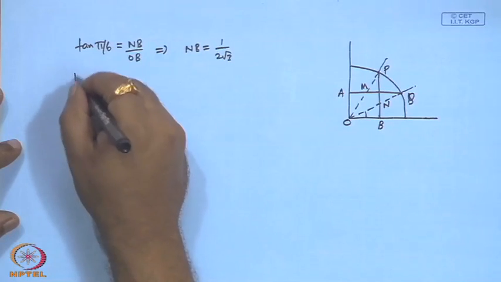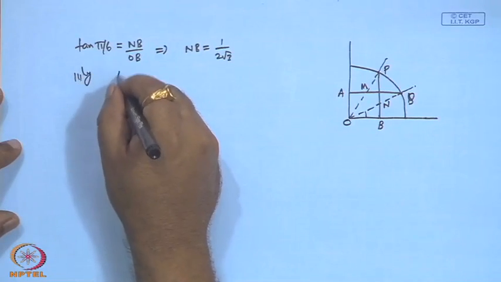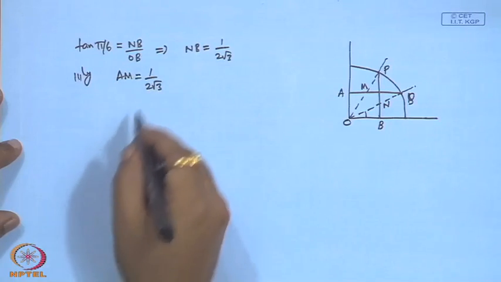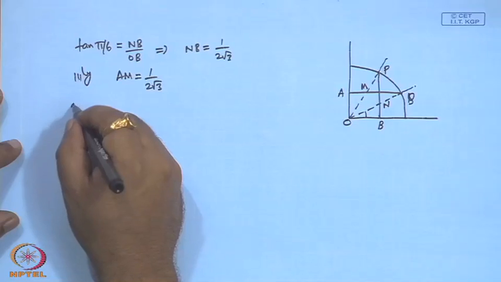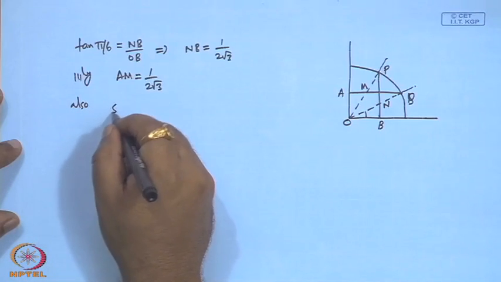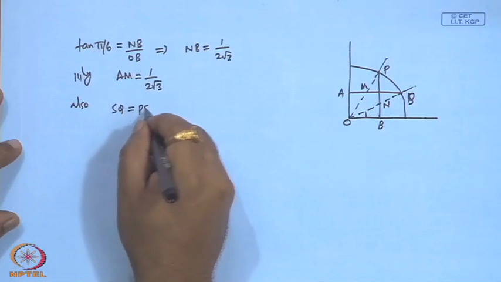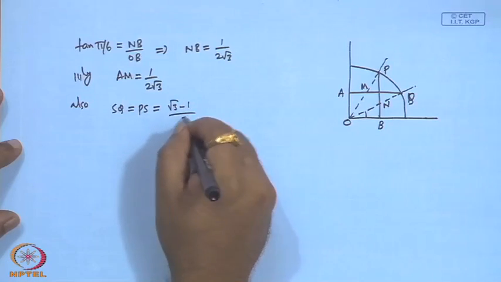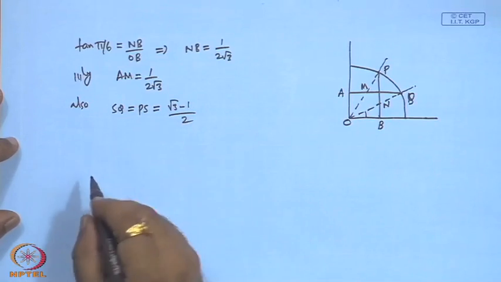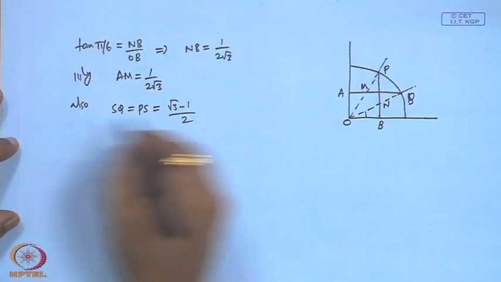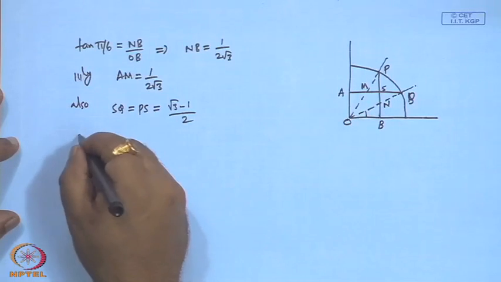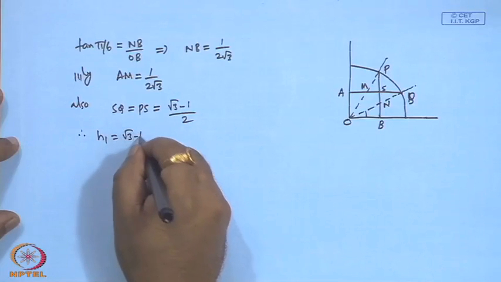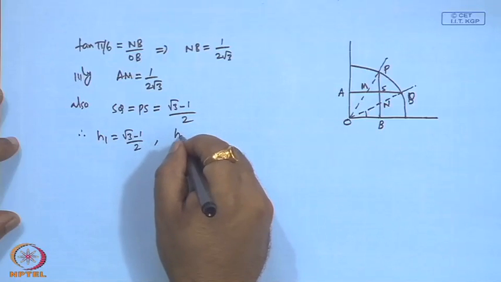similarly A m is. So, you can compute, then also S q equals P s equals to. So, this you can compute. So, therefore, this is our S. So, therefore, H 1 and H 3.